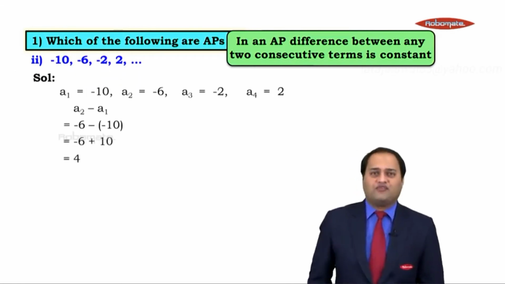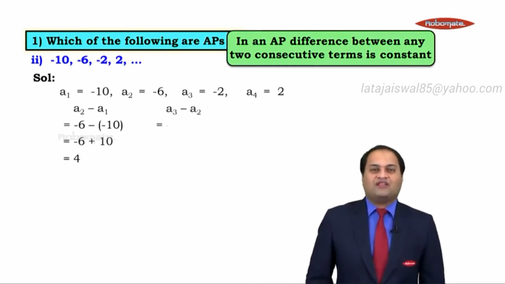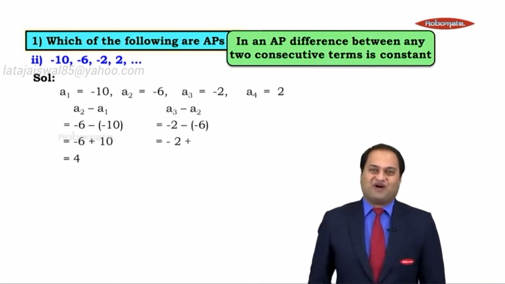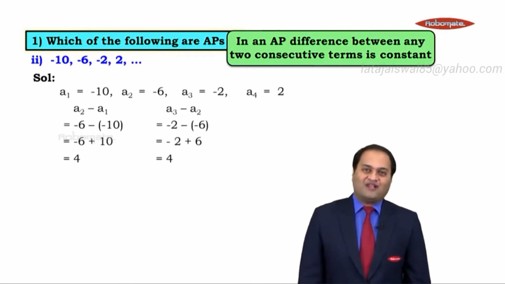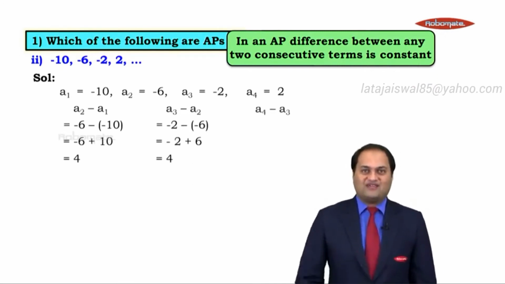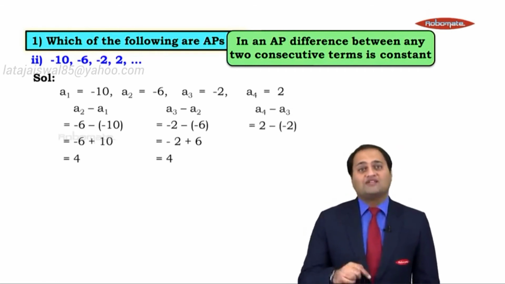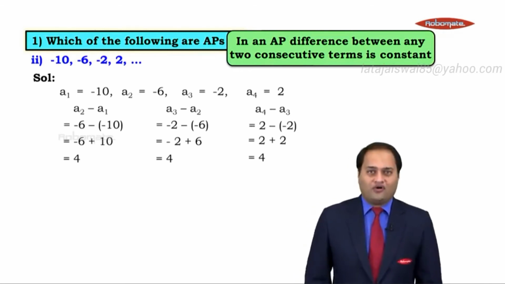Let's find the second difference now. That is A3 minus A2. That's minus 2 minus of minus 6, which is minus 2 plus 6, which is equal to 4. Now let's find A4 minus A3, which is equal to 2 minus of minus 2. That's 2 plus 2, which is equal to 4.